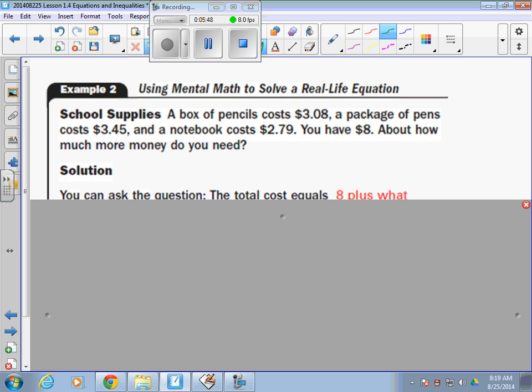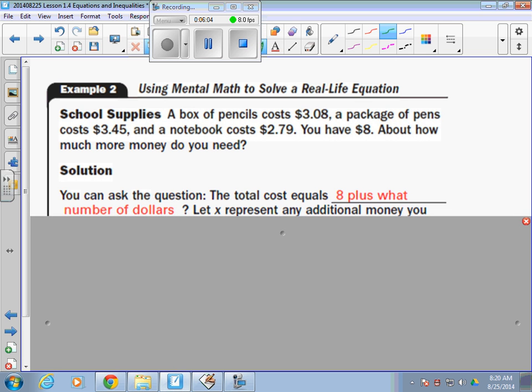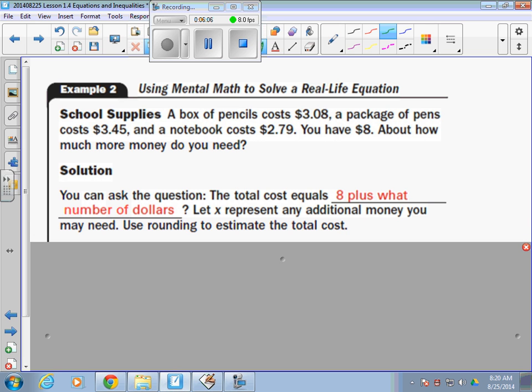You have $8. About how much money do you have, or how much money do you need? So what we're doing is we're just going to estimate using these values. We're going to round them either up or down to see how much money we actually need. So you can ask yourself the question: the total cost equals 8 plus what number of dollars? Let X represent any additional money you may need. Use rounding to estimate the total cost.